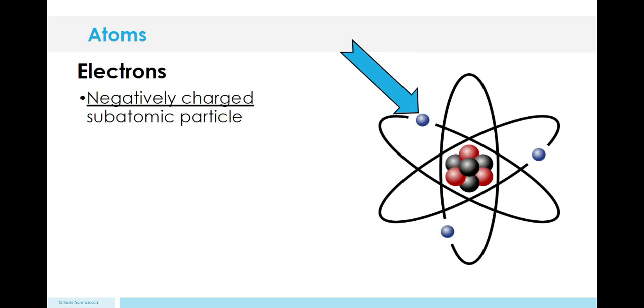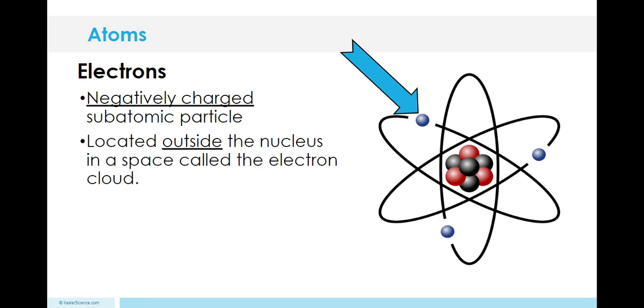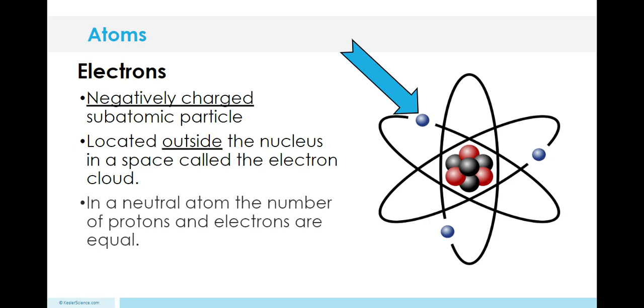And then we have electrons. Electrons carry a negative charge. They are located outside of the nucleus in a space called the electron cloud. And if an atom is considered neutral, the number of protons and the number of electrons are equal. So all of the positive charge is equal to all of the negative charge.